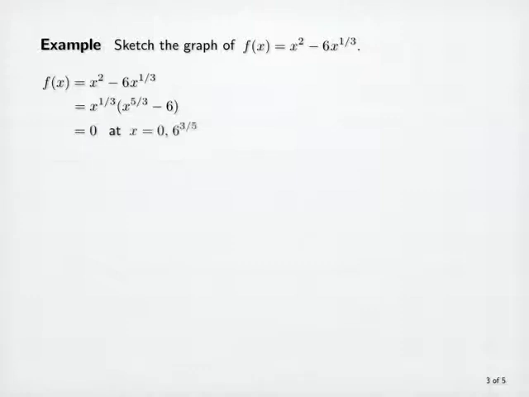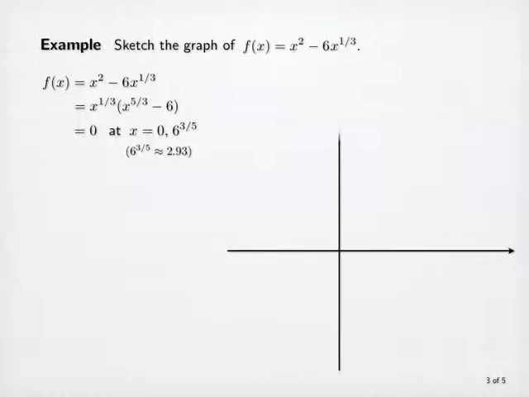Example. Sketch the graph of f of x equals x squared minus 6 times the cube root of x. Let's first notice that f of x can be factored into x to the 1/3 power times x to the 5/3 power minus 6, which tells us that the function is equal to 0 at x equals 0 and at the 3/5 power of 6, which turns out to be about 2.93. So these are our x-intercepts. So let's go ahead and plot those.